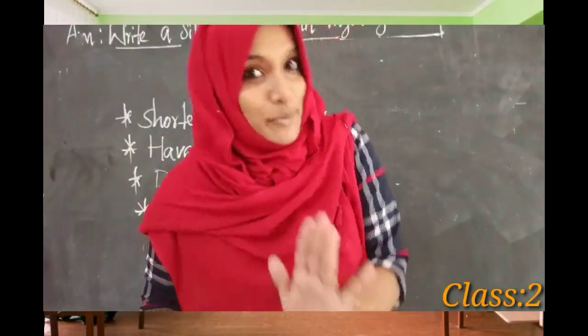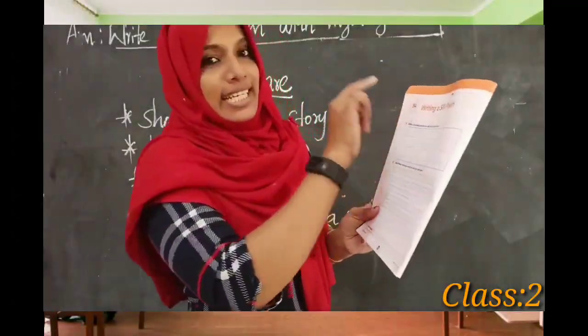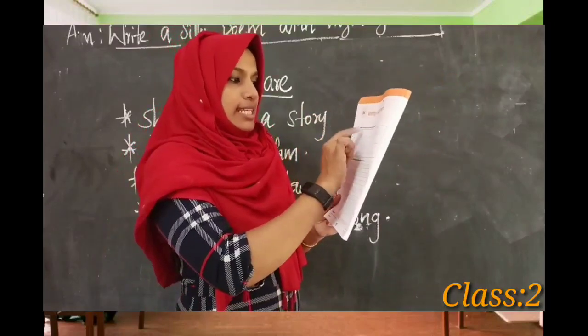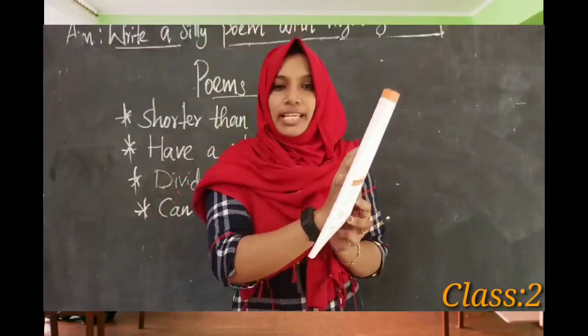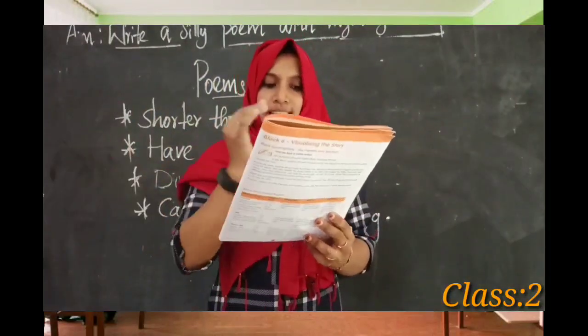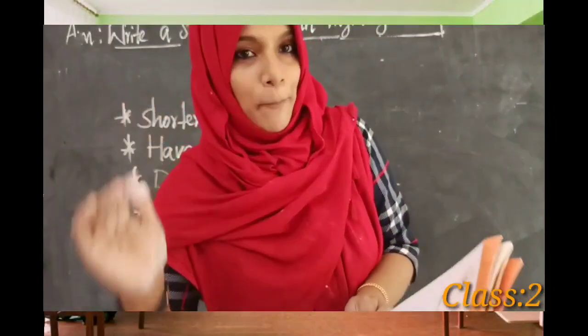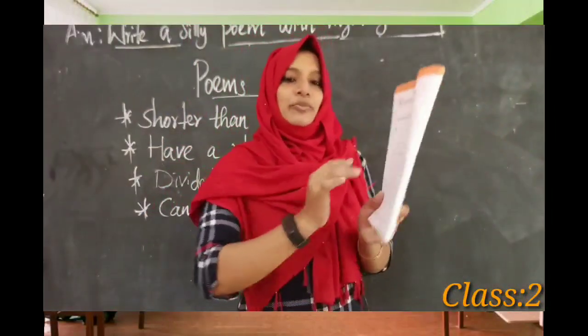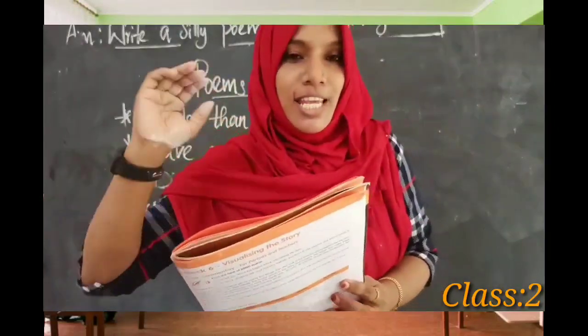So dears, now it's our workbook time. Please take page number 34. It is writing a silly poem. Write 6 rhyming words you will use in your poem. So here you have to find out 6 rhyming words and use those rhyming words to write your own poem. So by using those rhyming words, here you have to write a poem, a silly poem.